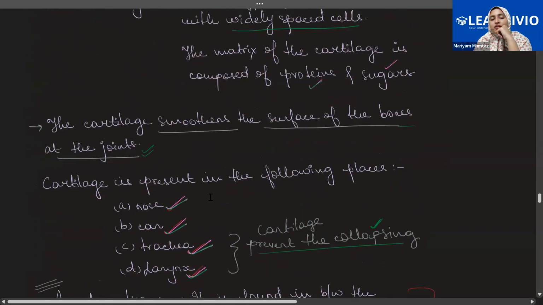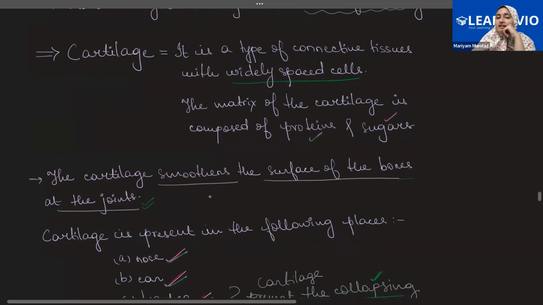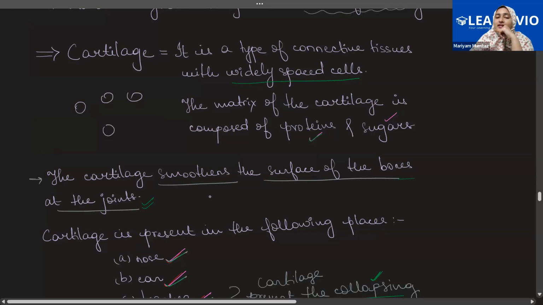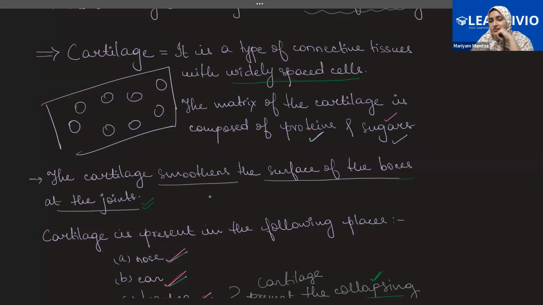Now moving forward, talking about the cartilage. Cartilage is yet another type of connective tissue, and it has widely spaced cells, meaning intercellular spaces are present in it, like the spaces in between the cells. Now the matrix of the cartilage is made up of proteins and sugars, just like how bone matrix was made up of calcium and phosphorus compounds, right?